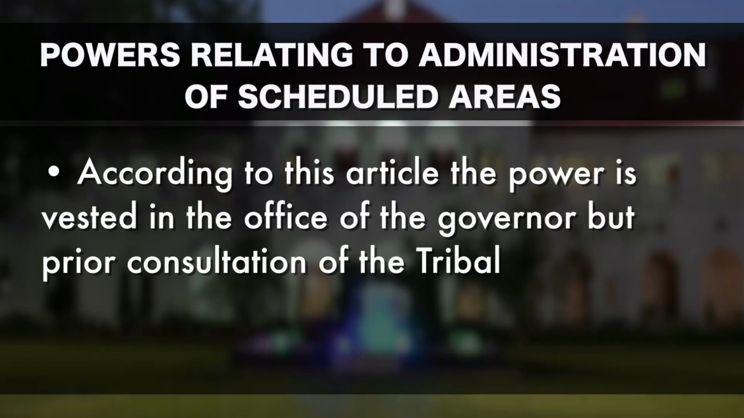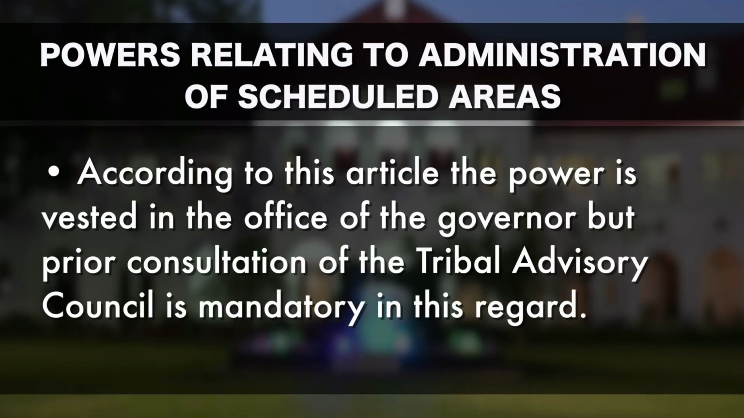Number 3, that is the power relating to the administration of scheduled areas. The Constitution in its Part 10, Article 244, provides for the administration of scheduled areas and tribal areas, the 5th Schedule and the 6th Schedule. According to this article, the power is vested in the office of the governor, but prior consultation of the Tribal Advisory Council is mandatory in this regard.